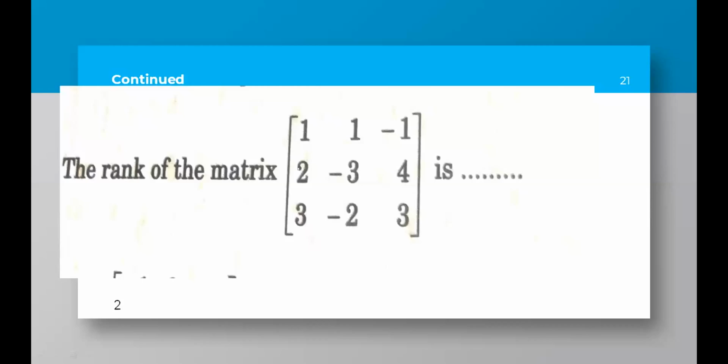Next one is the rank of the matrix 2, minus 1, 3, 1; 1, 4, minus 2, 1; 5, 2, 4, 3. So this is a 3 by 4 matrix, so the rank should be less than or equal to 3. Just by applying row operations, it will be easy.